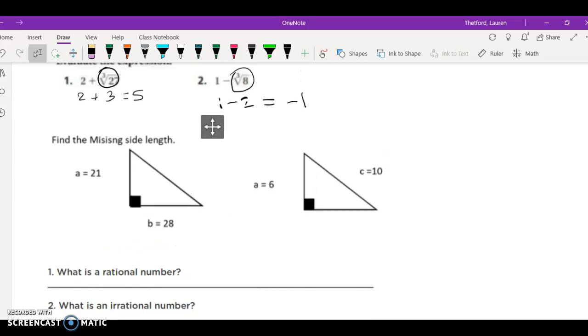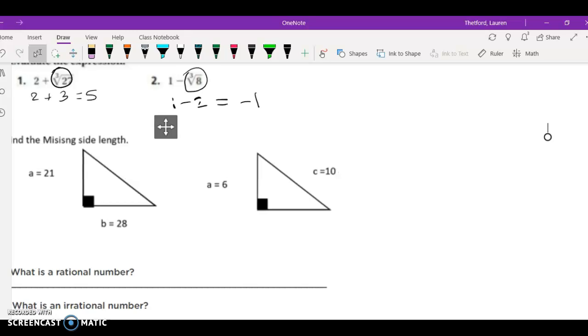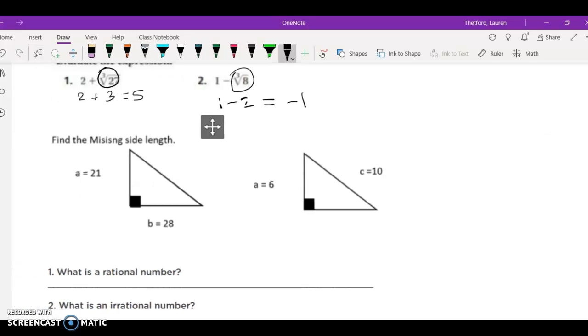Find the missing length of the triangle. So this is using our Pythagorean theorem, which is a squared plus b squared equals c squared. We have a and b, so we're going to do 21 squared plus 28 squared, and that'll give us our c squared.